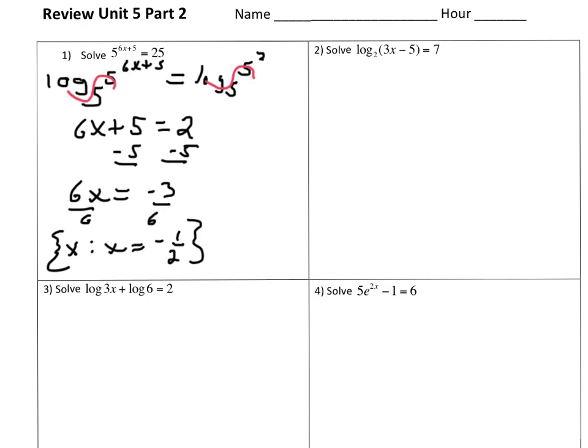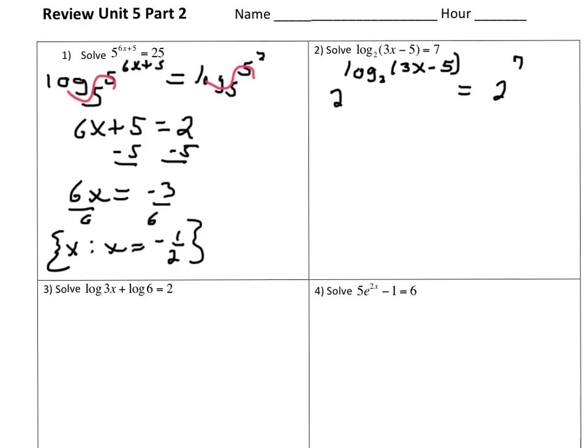For problem number 2, first of all, again, ask yourself, what do I need to do to get this log base 2 of 3x minus 5 by itself? Your response is it's already by itself. The second question, do I see a log? Yes, you do. So I'm going to use that big $10 word, exponentiate, and I'm going to exponentiate both sides. Notice the base of the log is 2, so I'm going to exponentiate with the base of the exponent being 2. So it's going to be 2 raised to log base 2 of 3x minus 5 equals 2 raised to the 7 power.